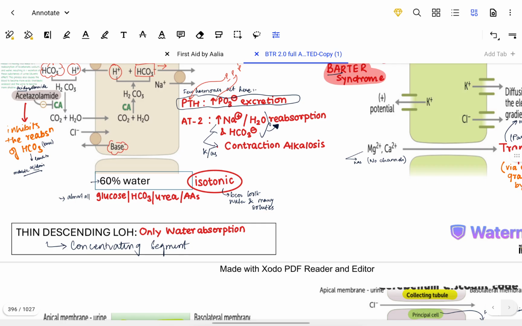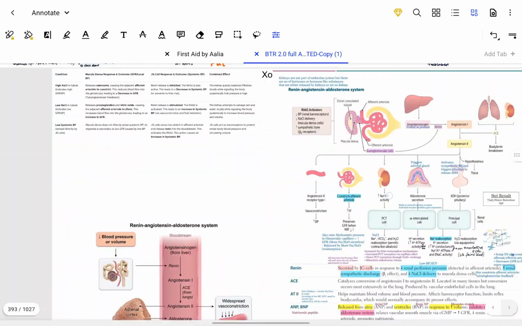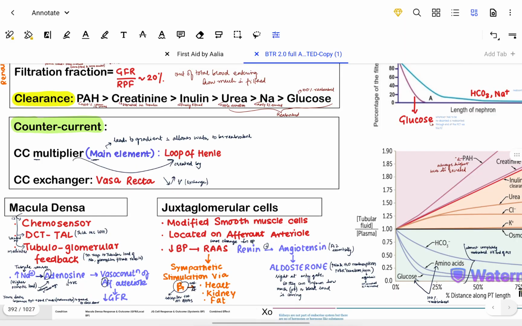Now moving to the thin descending loop of Henle. Over here there is only water reabsorption. If you remember, the main element, the multiplier, was the loop of Henle. Now we will come to know why. Because the main element was doing what? It was leading to the gradient formation, allowing water to be reabsorbed. But why is it known as the loop of Henle? Why is it known as the multiplier? We'll come to that.